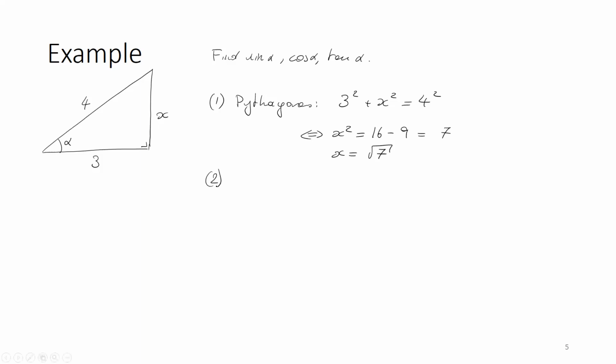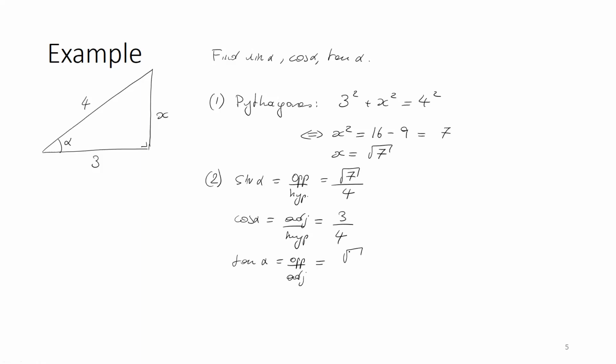And now I can use my trigonometry to say, well, sine alpha is the opposite divided by the hypotenuse. So that's square root of 7 divided by 4. Cosine of alpha, that's the adjacent over the hypotenuse. So that's 3 over 4. And tan alpha is the opposite over the adjacent. So that is square root of 7 divided by 3.